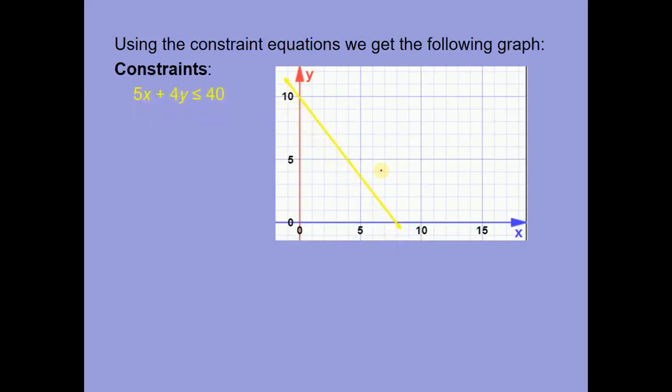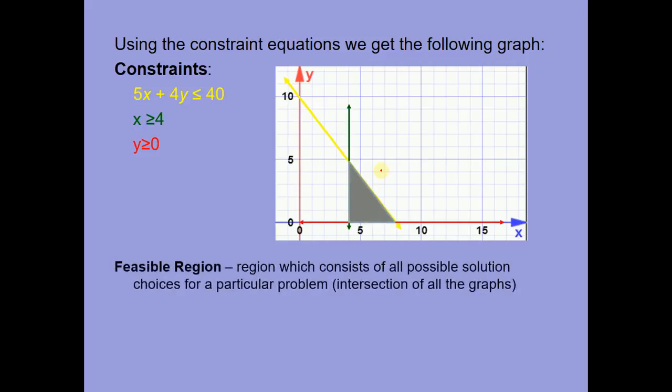First, I'm going to graph the inequality 5x plus 4y is less than or equal to 40. I'm then going to graph x is greater than or equal to 4 and y is greater than or equal to 0. Notice, guys, I'm going to shade in where they would all intersect. The feasible region is where all possible solution choices for a particular problem are. Basically, it's the intersection where all the colors would intersect. This would be my yellow color.